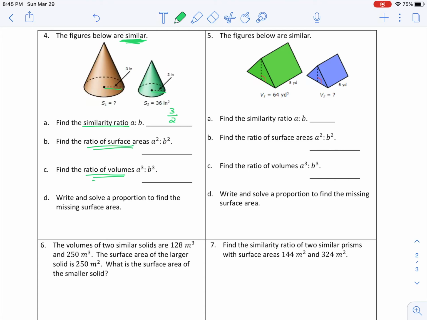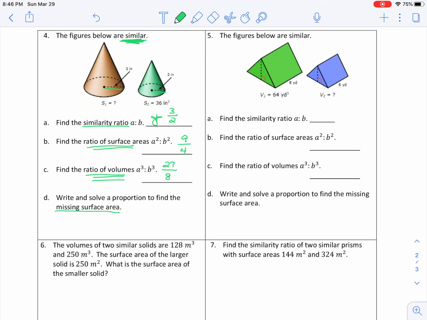That's home base. I can get to the ratio of the surface areas and the ratio of the volumes by squaring and cubing those numbers. So if I take 3 squared, I get 9. If I take 2 squared, I get 4. But if I take these original two numbers again, but this time cube them, 3 to the third power is 27. 2 to the third power is 8.